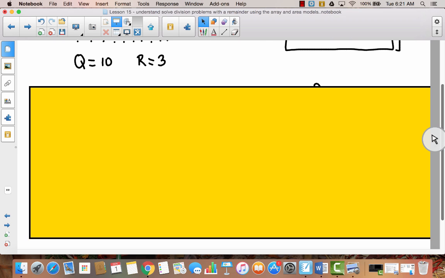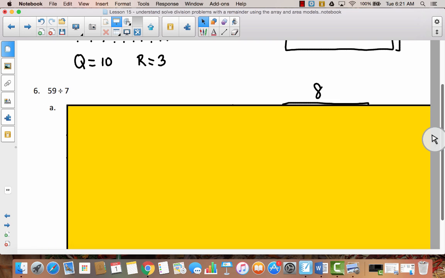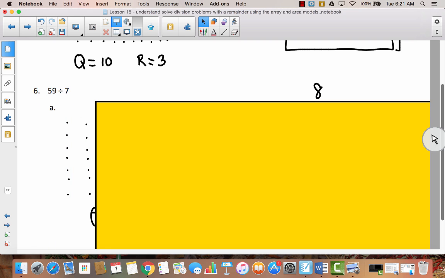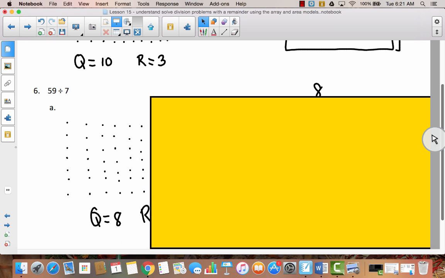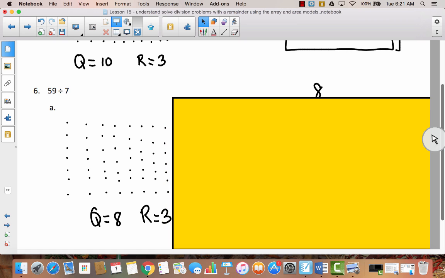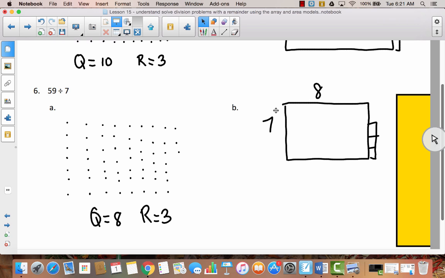Okay, let's take a look at number 6. So now we had 59 divided by 7. So we had to take 59 and put it into groups of 7. So I had 7, 14, 21, 28, 35, 42, 49, 56, and then I had 3 left over. So that gave me 8 groups of 7 with the remainder of 3, and then whenever I drew my area model, I had a length of 8, a width of 7, and 8 times 7 is 56, so the area of this rectangle is 56, and this makes 57, 58, 59.